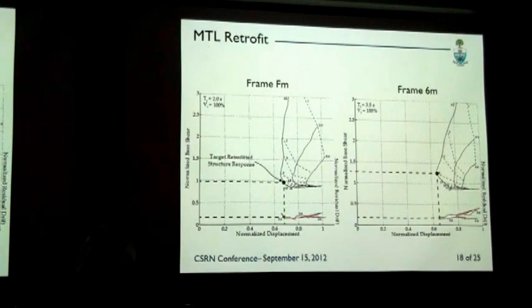And it should also be noted that I said that frame F in Montreal didn't need fixing, right? Frame 6M did. We're going into frame 6M, we're retrofitting it. Why not do frame FM? We can get an enhanced objectives performance level in Montreal. So that's what we did.